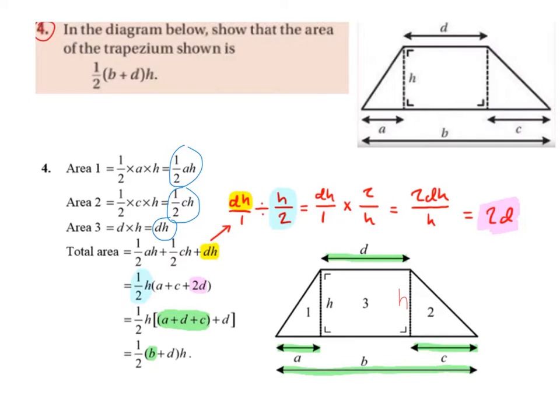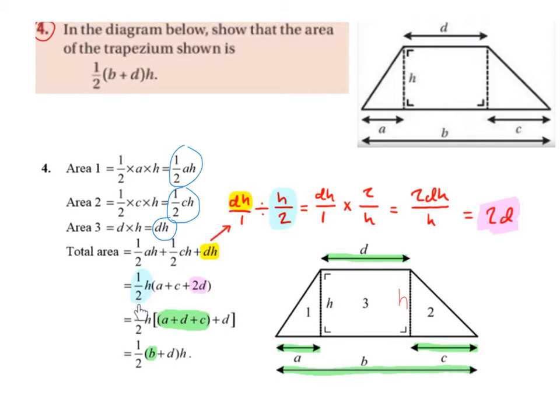So let's look at this a bit closer. DH we can rewrite as DH over 1. And a half H we can rewrite as H over 2. So it's going to be DH over 1 divided by H over 2. And when we're dividing fractions, we change divide to multiply, and we turn the second fraction upside down. So we get DH over 1 multiplied by 2 over H. Then we do top by top, bottom by bottom. So DH times 2 is 2DH, and 1 by H is H. The H's will cancel, and we're left with 2D. So DH divided by a half H leaves us with 2D. That's where that 2D comes from.